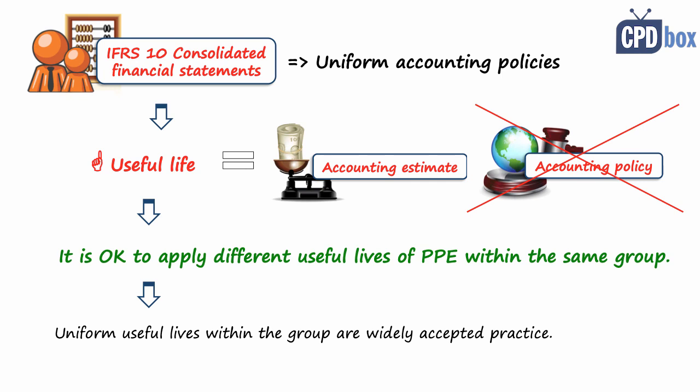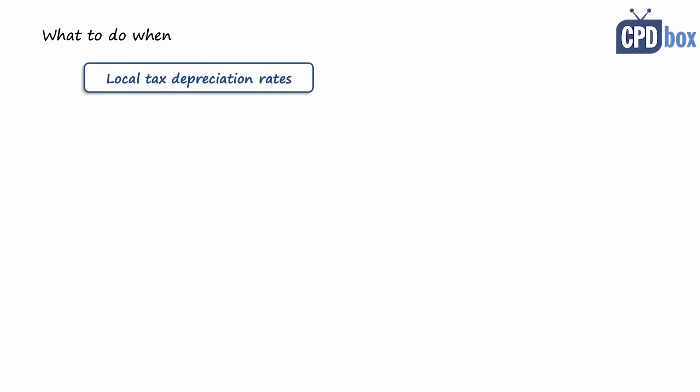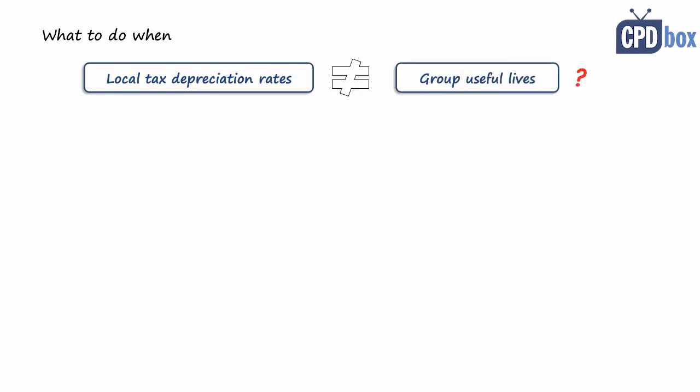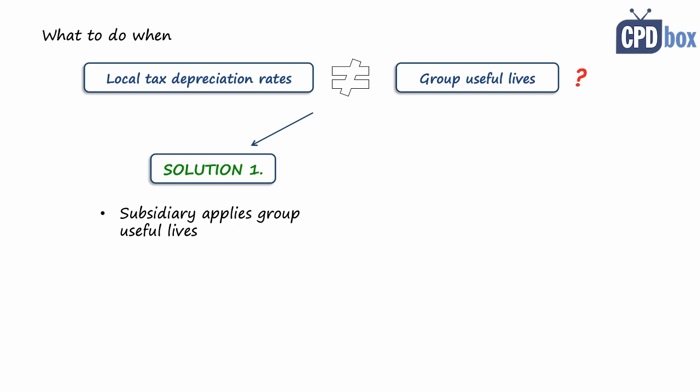So what to do when the local useful lives or depreciation rates are different for tax purposes than the group rate? Well, there are several solutions possible. Number 1, the subsidiary would depreciate its property, plant and equipment over the same useful lives as its parent in its own local accounting records. So here, if the tax depreciation rules are different, the subsidiary will recognize deferred tax. That's logical because the carrying amount of assets would be different than its tax base.